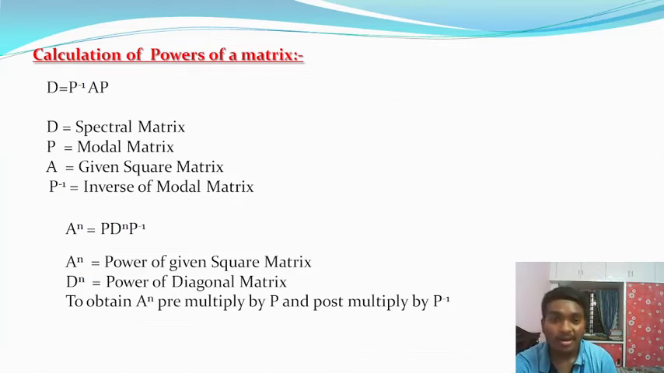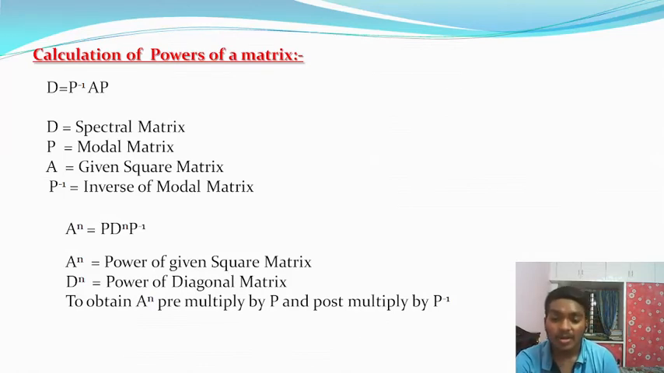We will calculate the higher power of a given square matrix, also known as A power n, denoted by A^n. n is the power we need to find. A^n equals P D^n P inverse. P and P inverse are the same as we calculated for finding the diagonalizable matrix or spectral matrix.